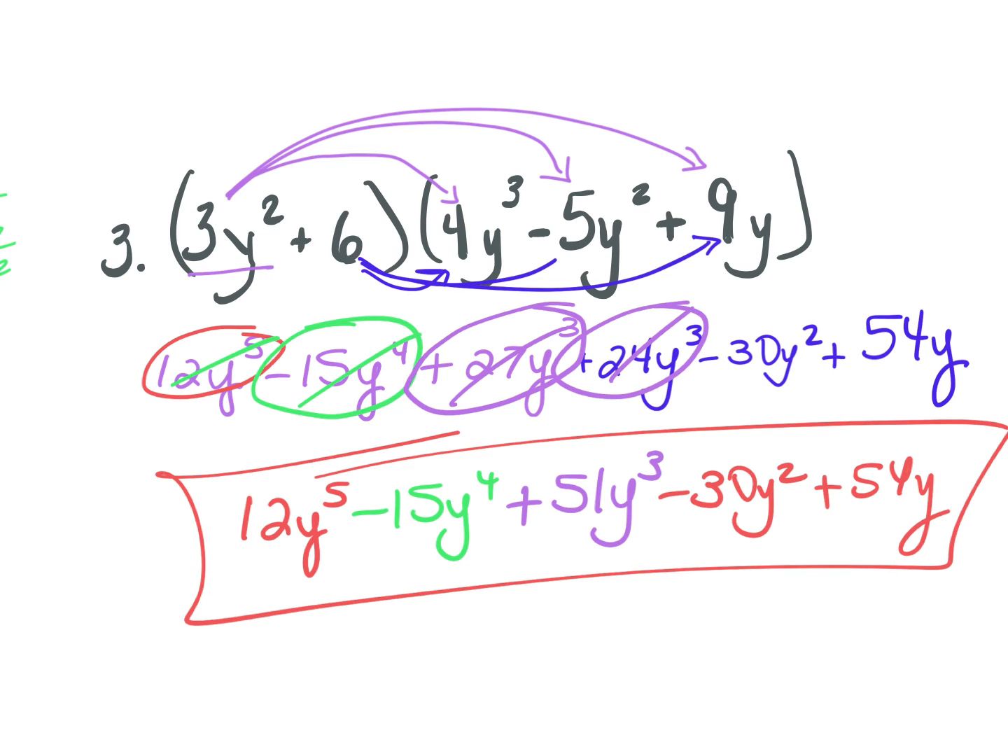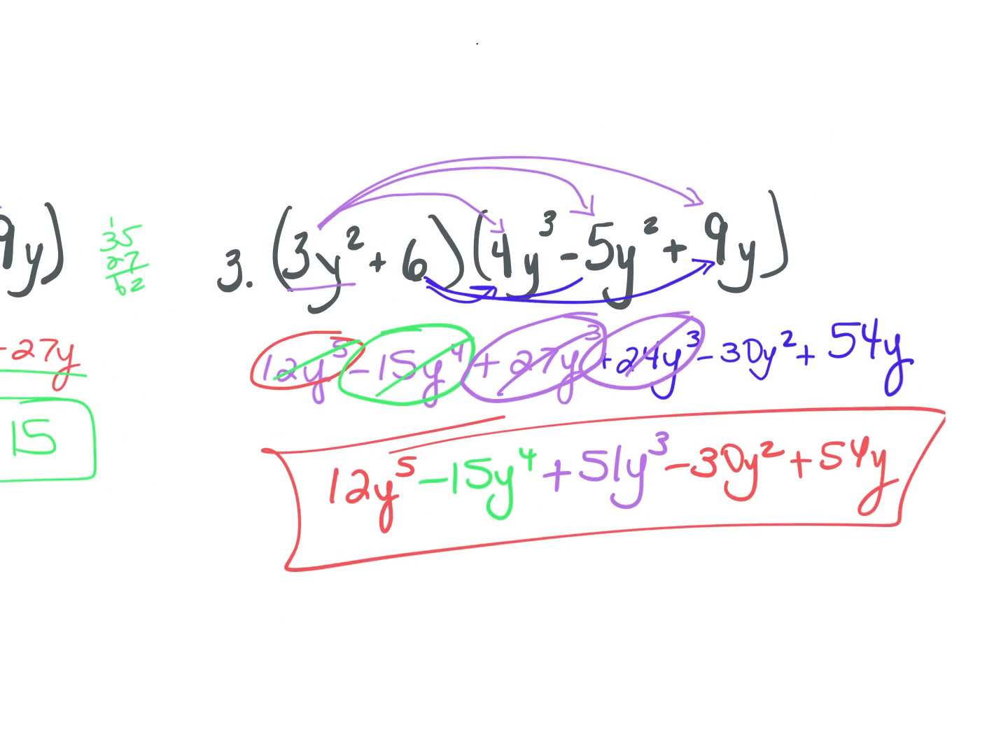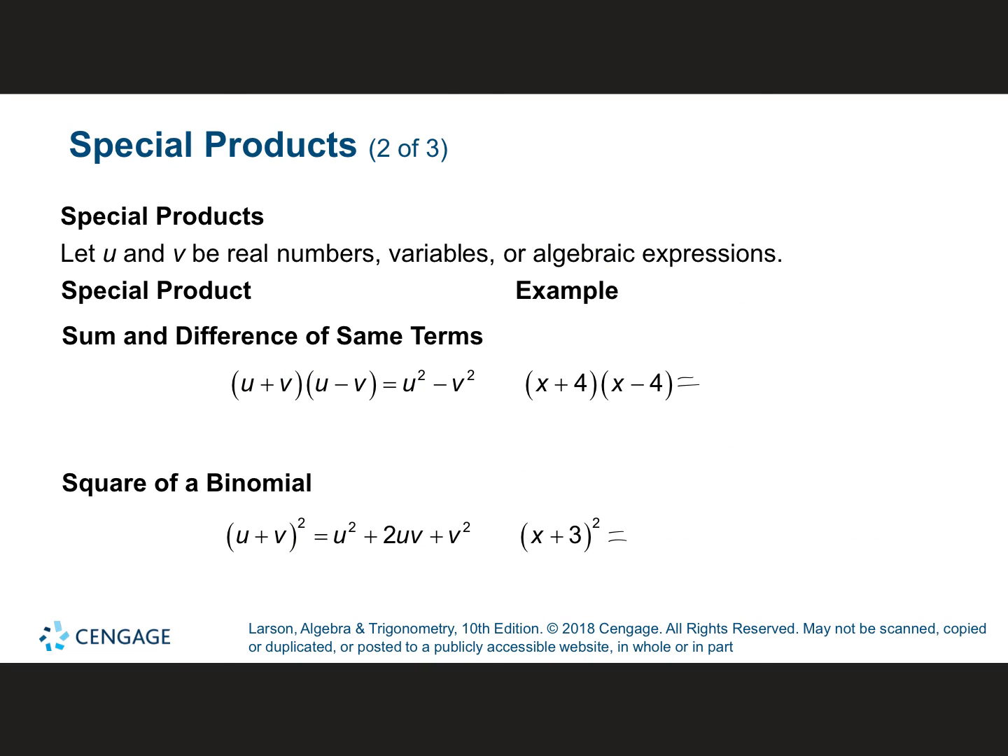Good. What's the leading coefficient? 12. What's the degree? 5. What's the constant? 0 or none. Perfect. Good. Good job. All right, sometimes you guys will see special products and you can just do it in your head. Sometimes it's a little harder. On your quiz, you will have something that's going to be a special product or something that's a little larger that you have to multiply.